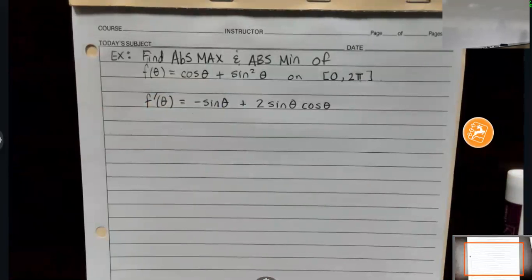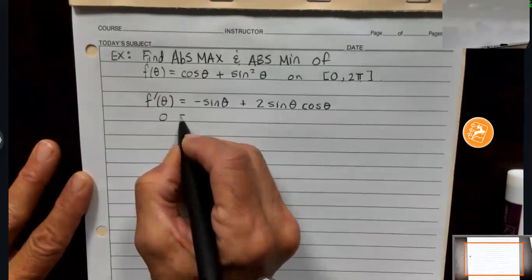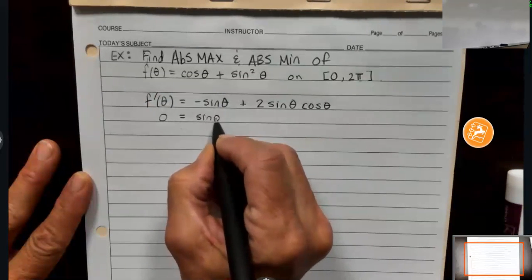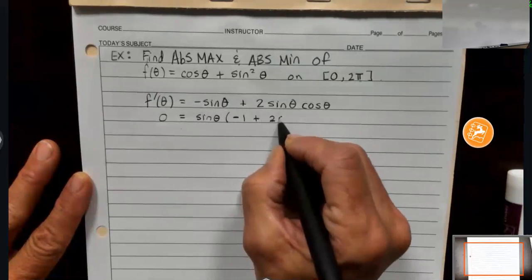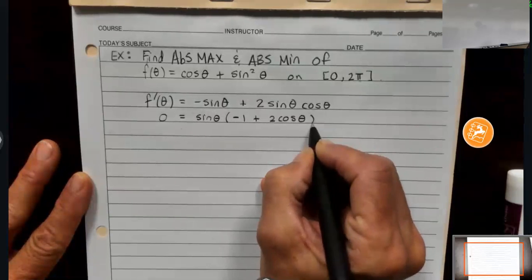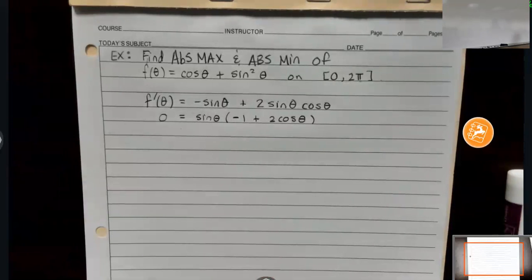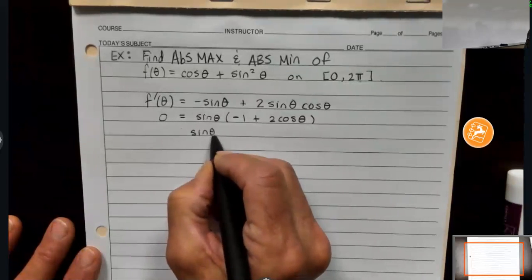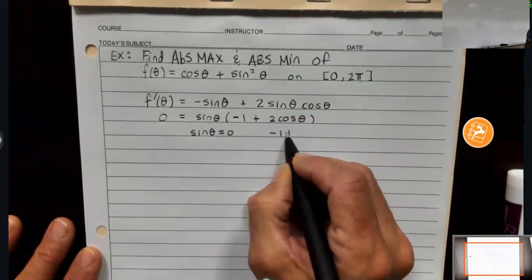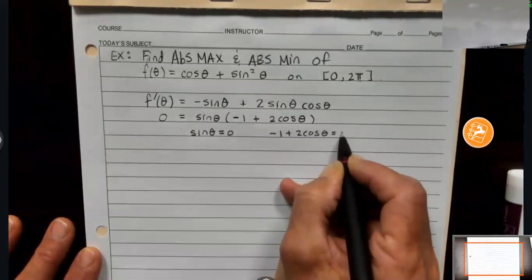So we're going to set that equal to 0, and I'm going to solve this by factoring. We're going to pull out the common factor of the sine of theta. So if I pull out a sine of theta here, the first term will just be a minus 1. The second term will be 2 cosine of theta. Now we're going to set each factor equal to 0 and solve for theta. Actually, I think I'm getting 3 critical numbers. Sine of theta is 0, and negative 1 plus 2 cosine theta is 0.